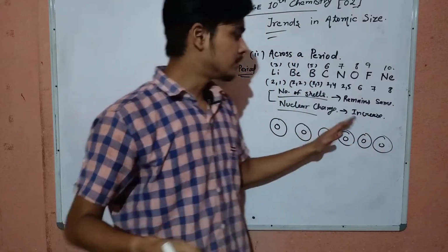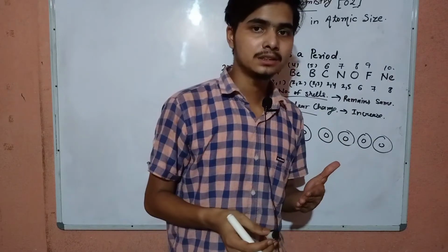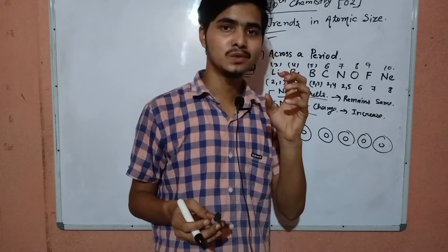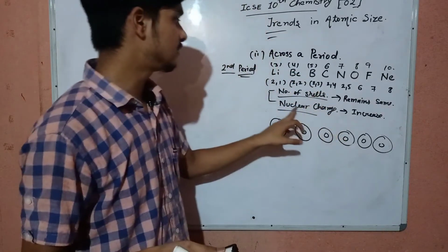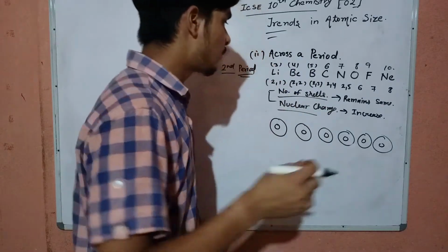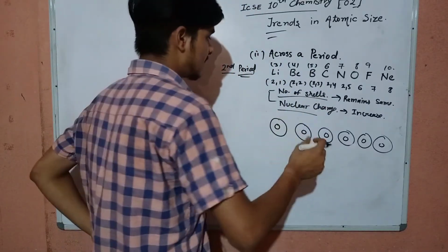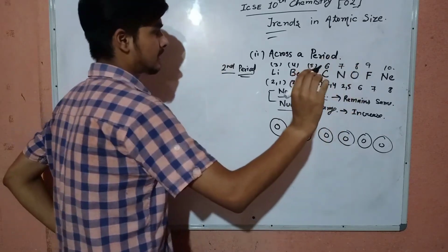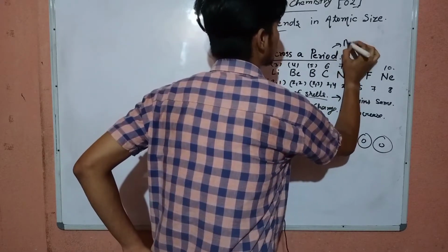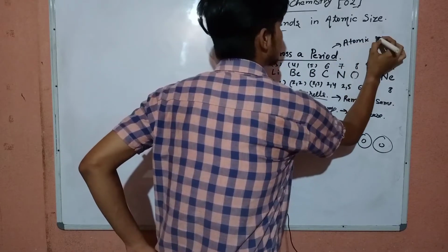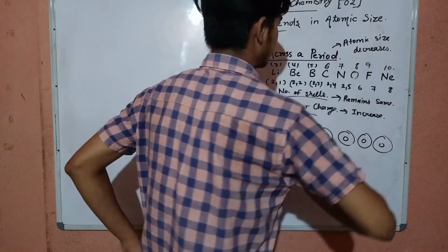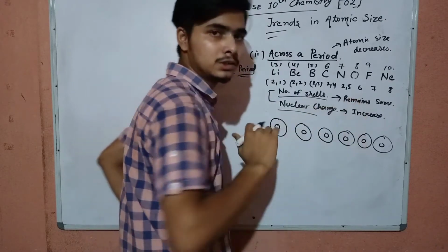Okay. So if nuclear charge is getting increased, what will happen? The size will get decreased. That is what we have learned. So the atomic size will get decreased. Now what will happen and why it will happen? What will happen is that atomic size will get decreased. First of all, let me write that when we move across a period, atomic size decreases. Okay, so atomic size has got decreased.